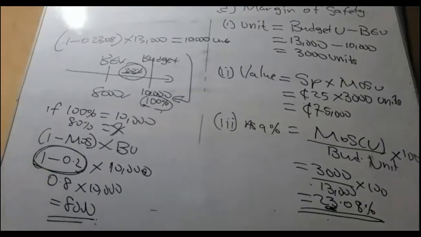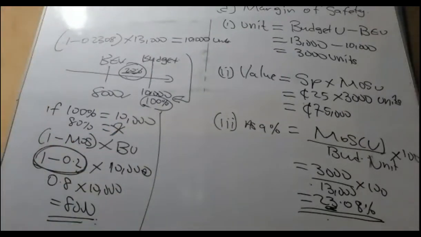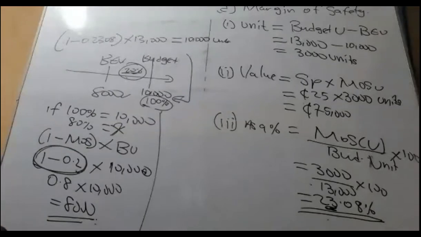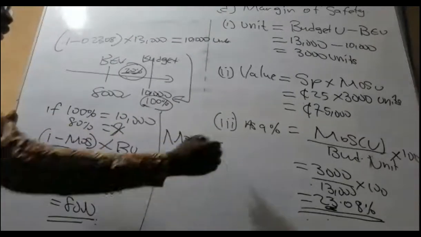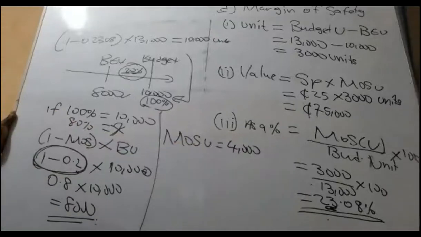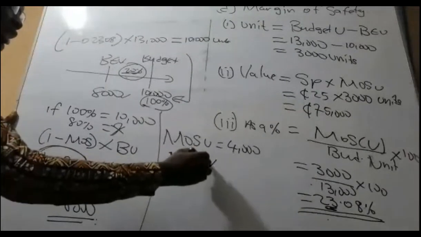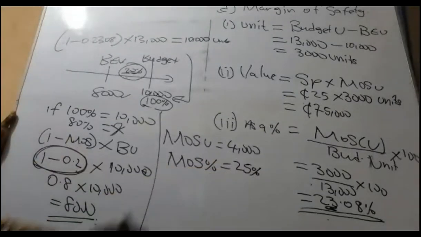Now that is the game. Now the challenge of the day is this. Work this out for me. The margin of safety in units, I'm just assuming it's equal to 4,000. The margin of safety as a percentage, I'm just assuming it's 55%. Don't copy it though.